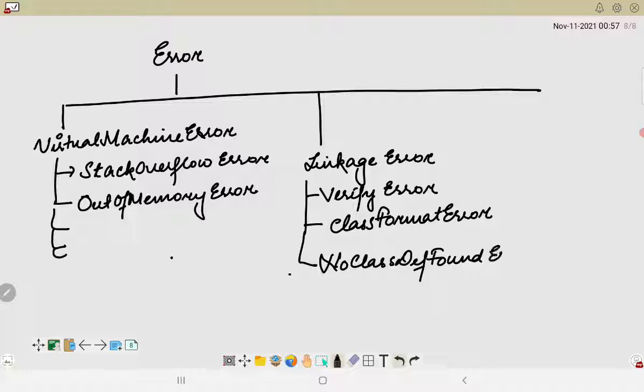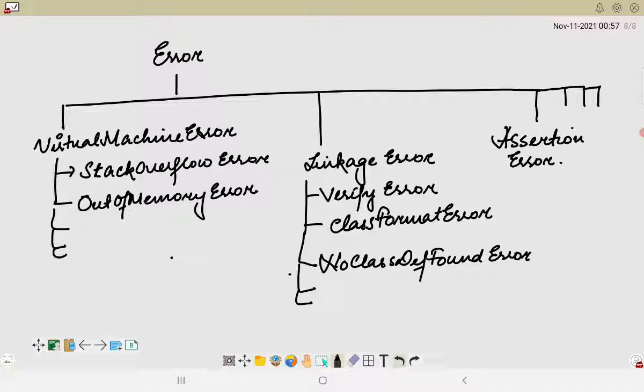Found error, etc. So this again might have several others, but these are some of the main errors. Then we also have assertion errors. All these errors cannot be handled at the program level, because they do not occur at the program level, so the programmers can do nothing about it, and it is not recoverable as well.